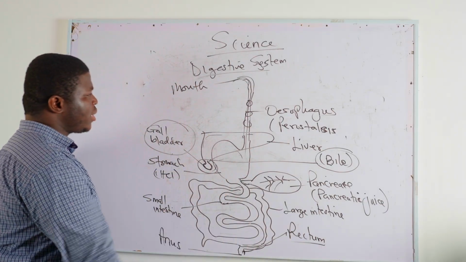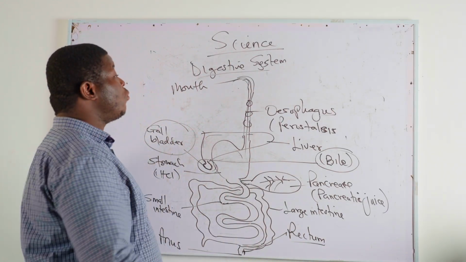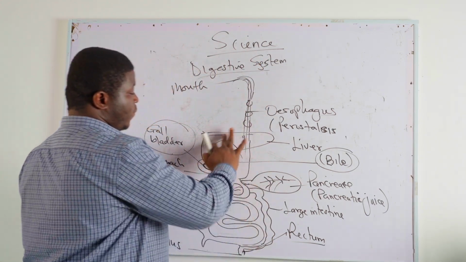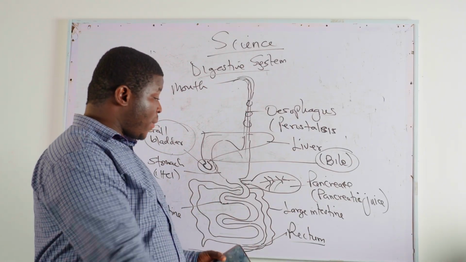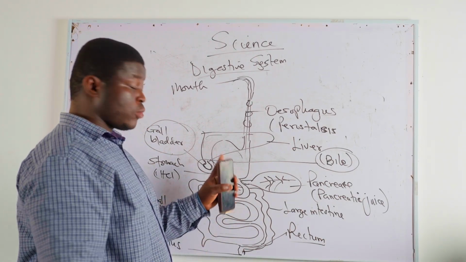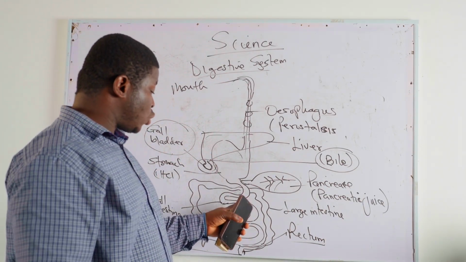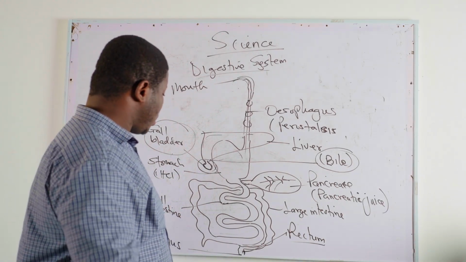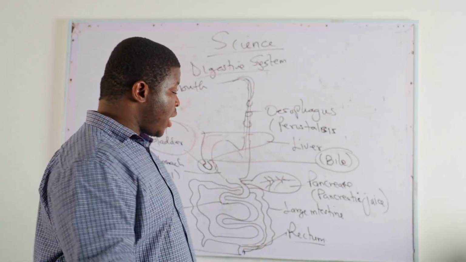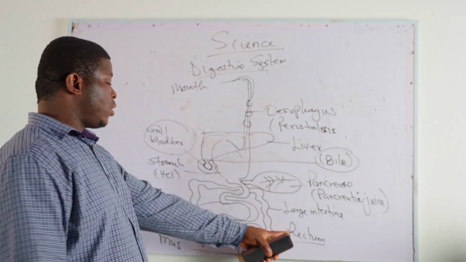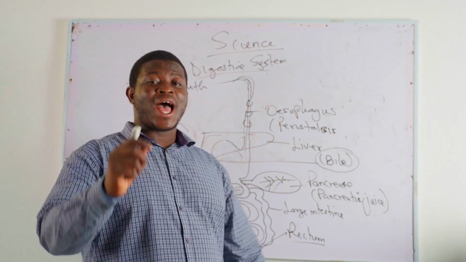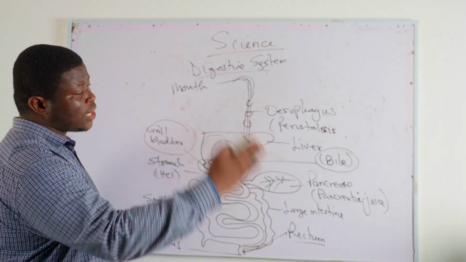So this is a simple illustration of how food moves from the mouth through the esophagus to the stomach. We have the liver and then the gallbladder, performing their functions of producing the bile and then storing it. We also have the small intestine, which absorbs most of the nutrients from the food that has been taken. Then the large intestine, which absorbs water and minerals from the undigested food. Then the undigested food is stored in the rectum and later released through the anus. So this is the process that the food goes through.